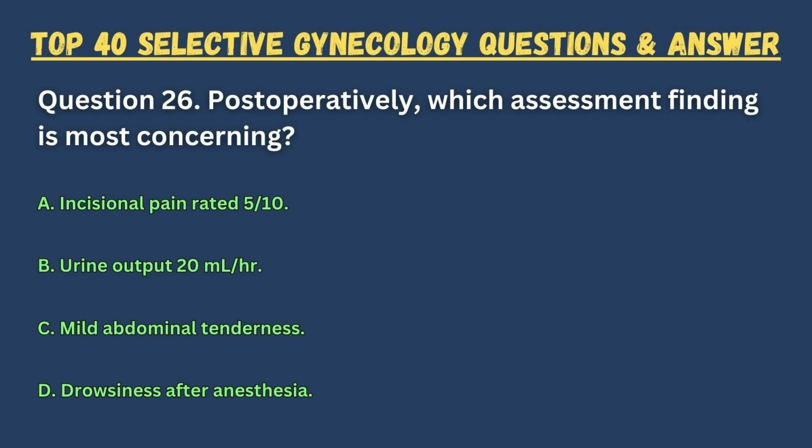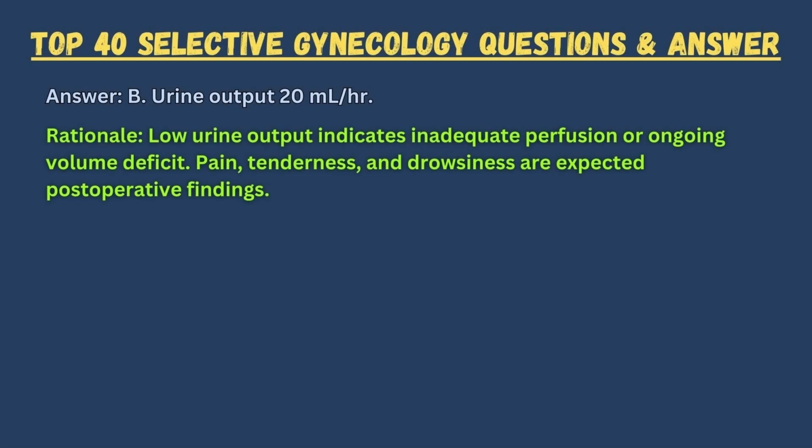Question 26. Post-operatively, which assessment finding is most concerning? A. Incisional pain rated 5 out of 10. B. Urine output 20 milliliters per hour. C. Mild abdominal tenderness. D. Drowsiness after anesthesia. Answer: B.